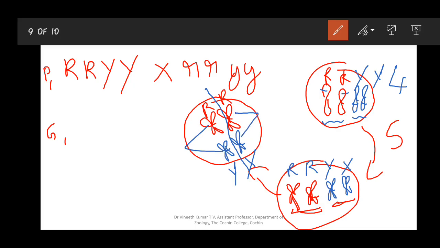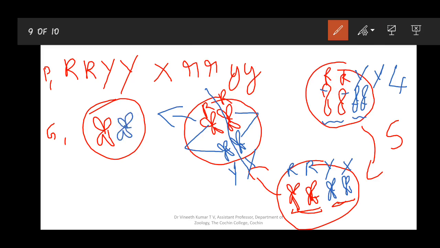So I take one of the cells from this. If this is one of the cells, the other will be the same as this one. It will have one chromosome like this, and another one like this. This one is with capital R in one chromatid, and the other chromatid also capital R. This is with capital Y and capital Y.